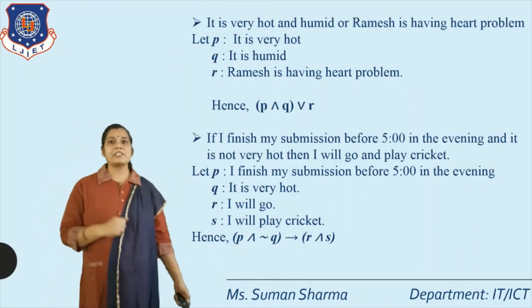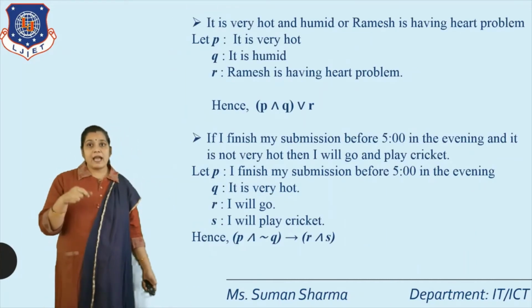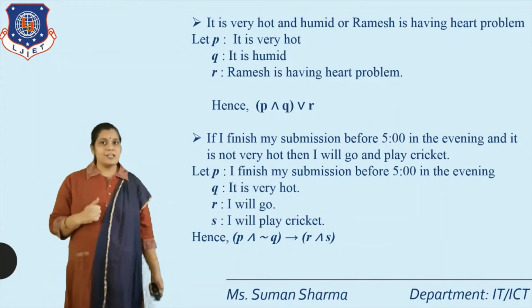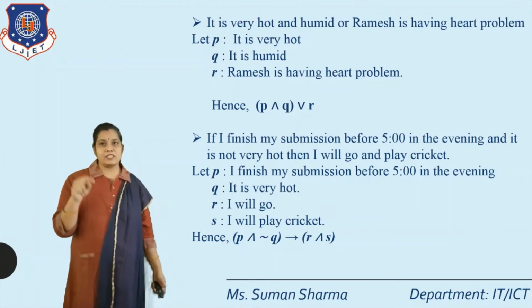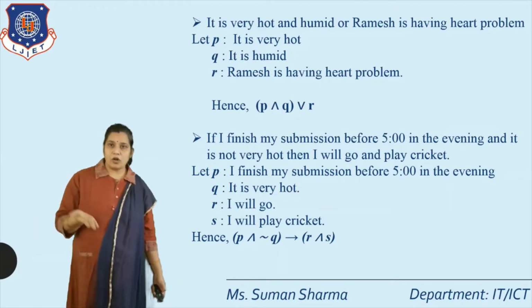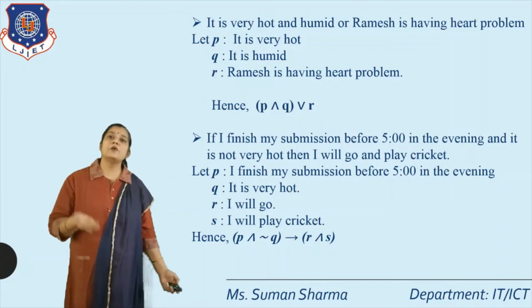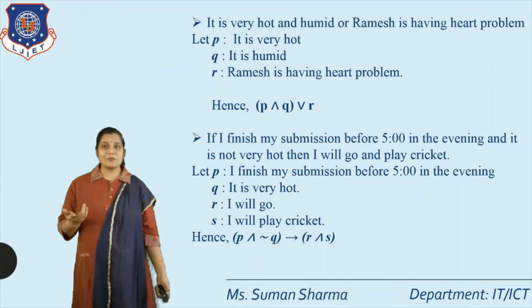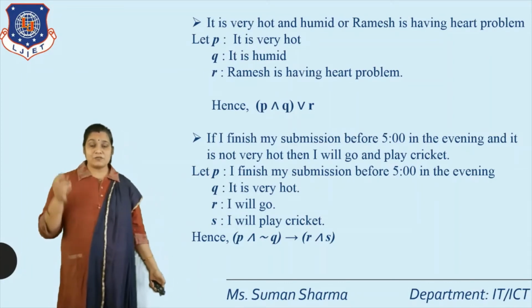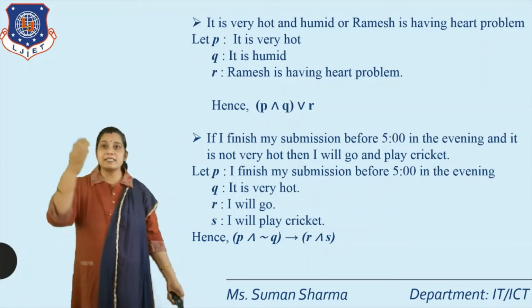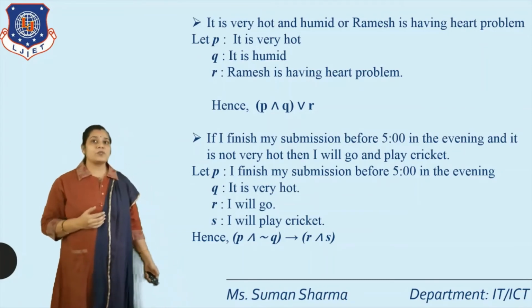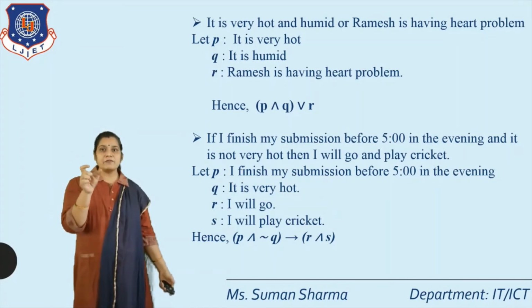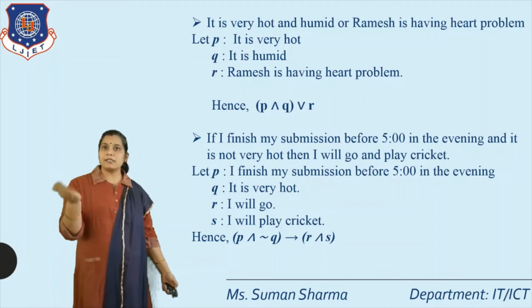Okay. Next one is: it is very hot and humid, or Ramesh is having heart problem. Okay. So again we have three statements. Statement P, it is very hot. Q, it is humid. And R, Ramesh is having heart problem. Okay, so what is the process? With the help of the connectives, we write this compound sentence. First one, it is very hot and humid. This is the compound sentence, and we use two sentences: it is very hot and it is humid.